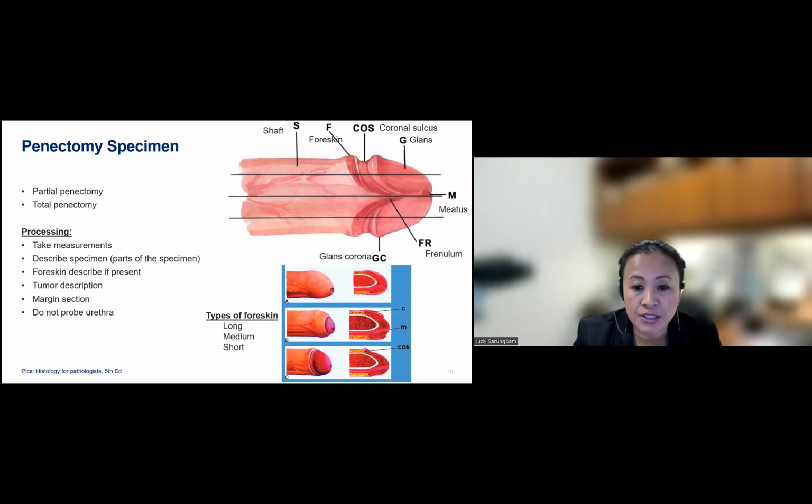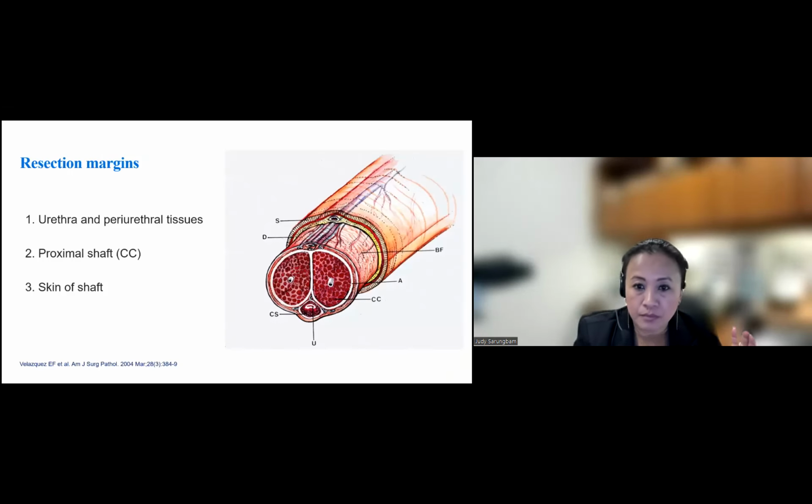The margin sections are taken en face. So what are the resection margins? The main component of the resection margin is the urethra and the periurethral tissue, which is depicted here, and it includes the urethra, the corpus spongiosum, and a portion of the tunica. Many times, the urethra is retracted, so you have to identify it, pull it out, and then take a section and submit it on frozen in entirety.